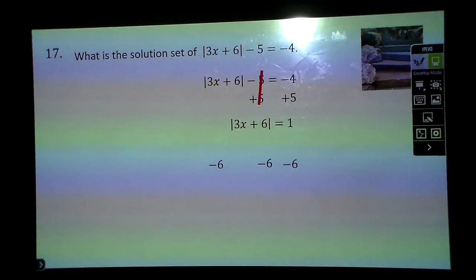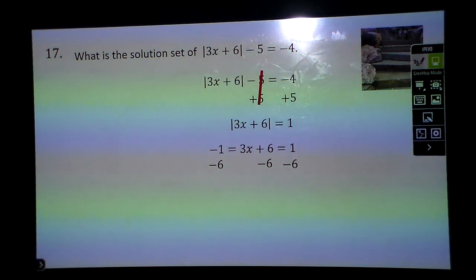It means the answer works when I get a positive 1 or a negative 1, because the absolute value of negative 1 is positive 1. So that's why I put that little negative 1 on the left, the one on there. Those negative 6s shouldn't have popped up yet. Now they should have popped up, so we can subtract 6 from each side to cross them out.